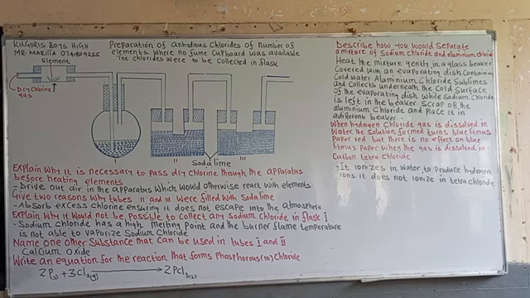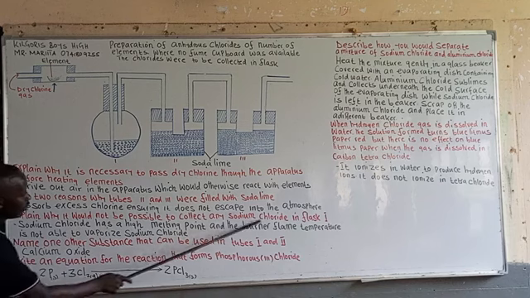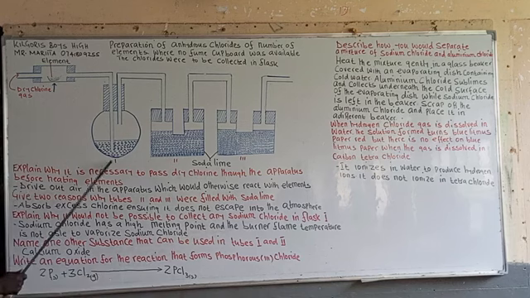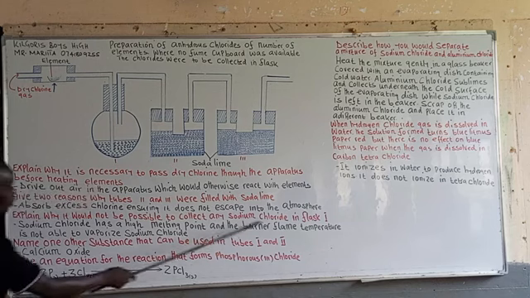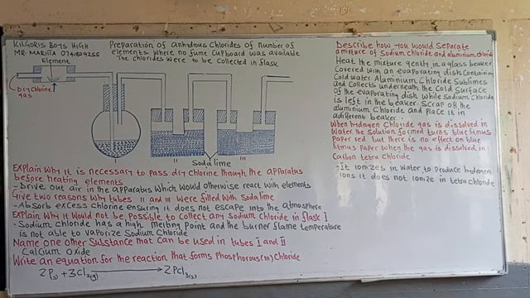Then we have: explain why it could not be possible to collect any sodium chloride in flask 1. We have flask 1 here. Why is it not possible to collect the sodium chloride in this flask 1? What you can say from here is that sodium chloride has a high melting point, and the burner flame temperature is not able to vaporize sodium chloride. So that is the reason why you cannot collect sodium chloride in flask 1.